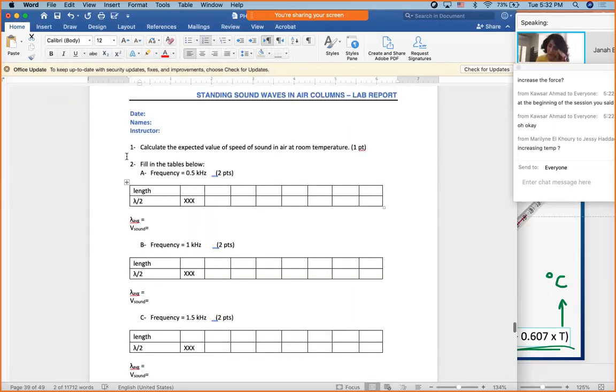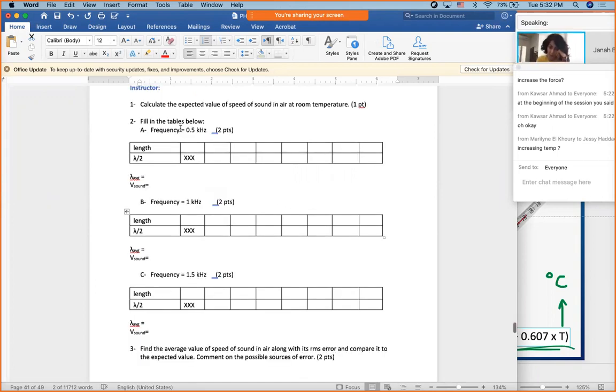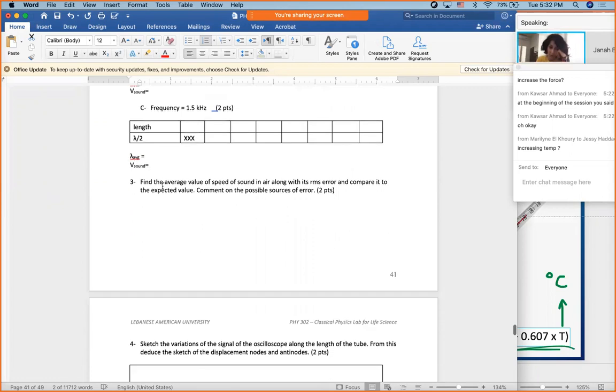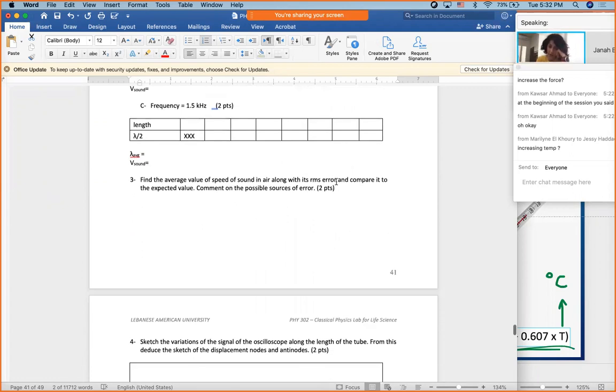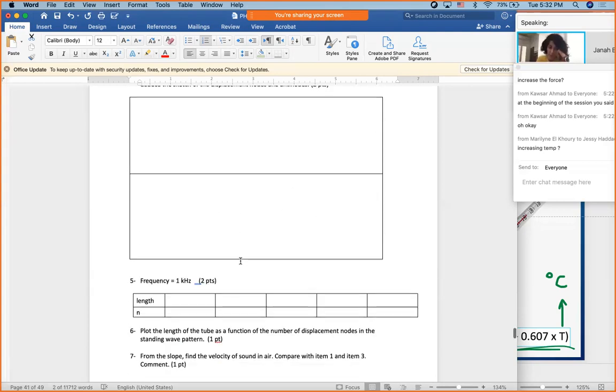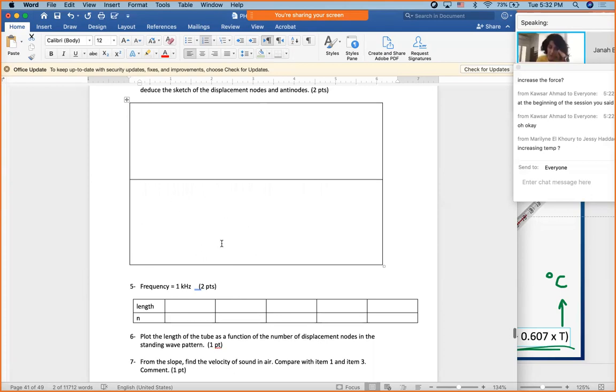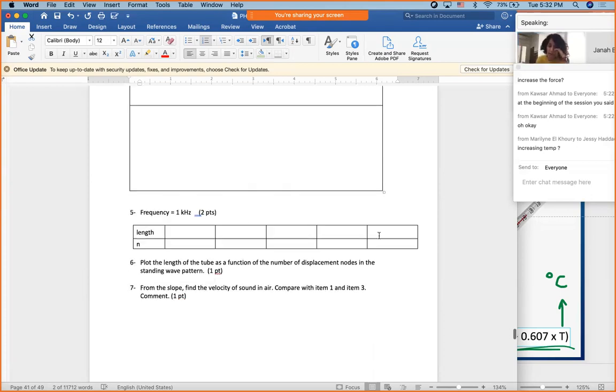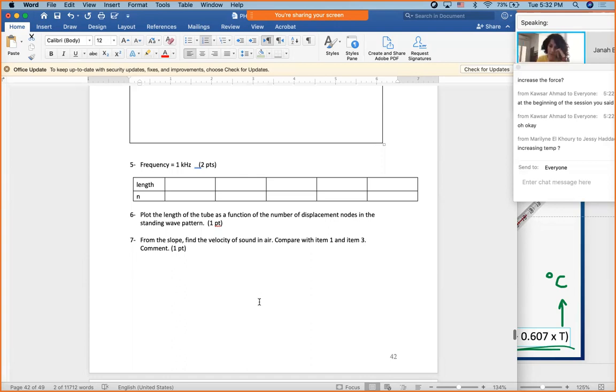So this is question one: calculate the expected value of the speed, knowing the temperature. Then you're supposed to find lambda average plus RMS, obviously, and V sound. Find the average value along with the error. Compare it to the expected value and comment on the possible sources of errors. Sketch minima and maxima. You take one example, probably one for pressure and one for displacement. Frequency, I already gave you the table full. Plot, slope, find the speed. That's it, done. This is the lab report.